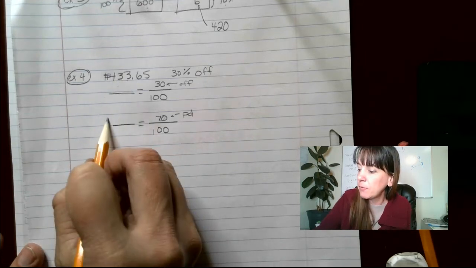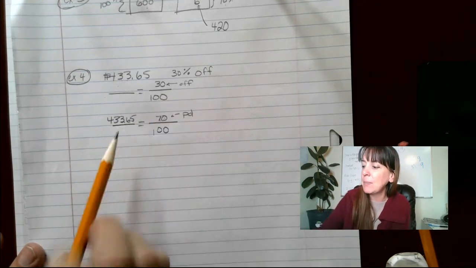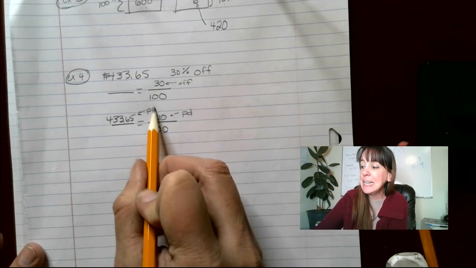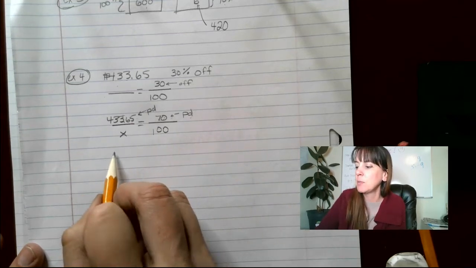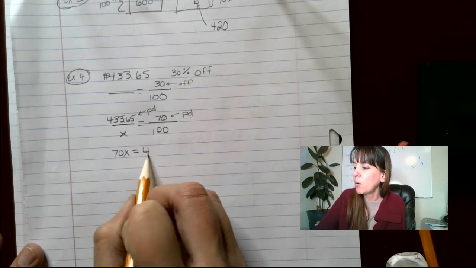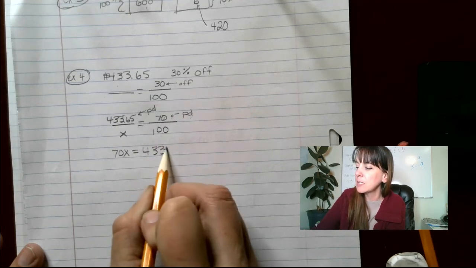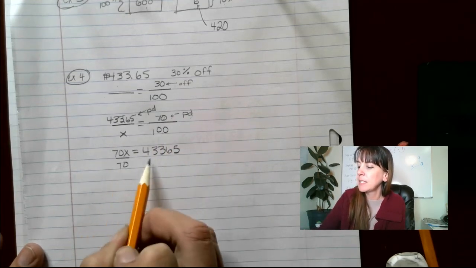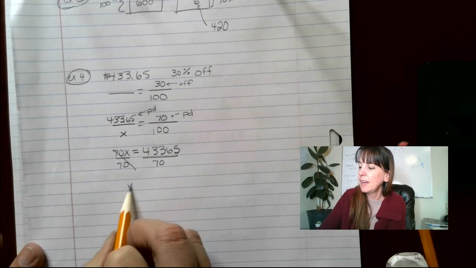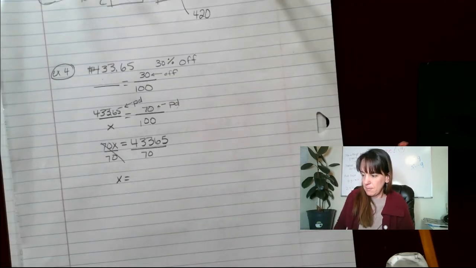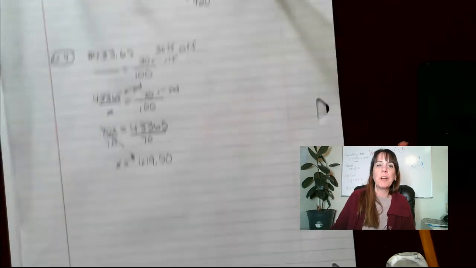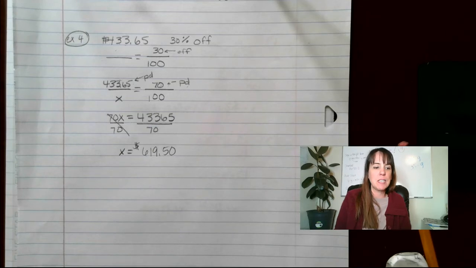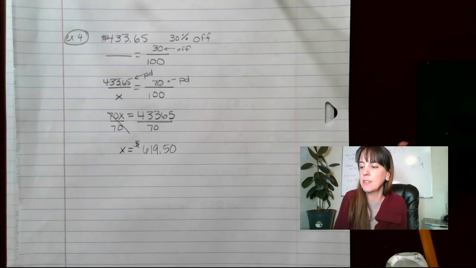If we put this amount, 433.65, up here, that's the amount he paid. And do you see, as we do this proportion, paid and paid are on the top. So we're going to do X here, and now we just cross multiply. 70X equals 433.65 times 100, moving the decimal over. Divide that by 70, divide that by 70. X equals $619.50. So the original price was $619.50.